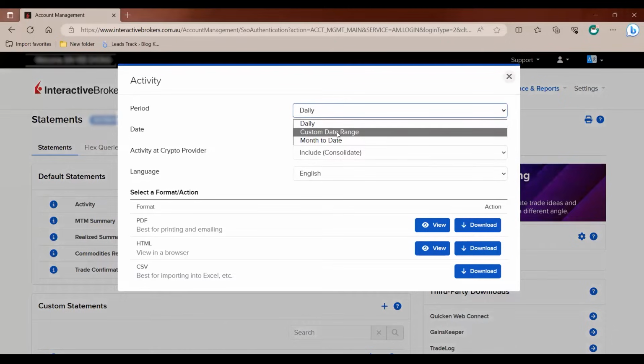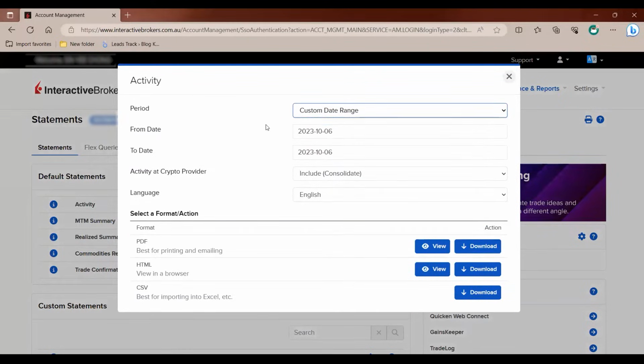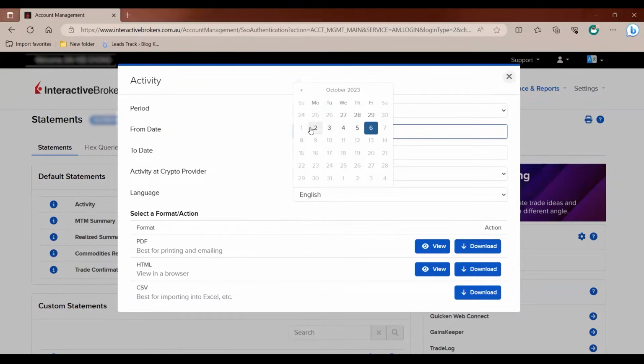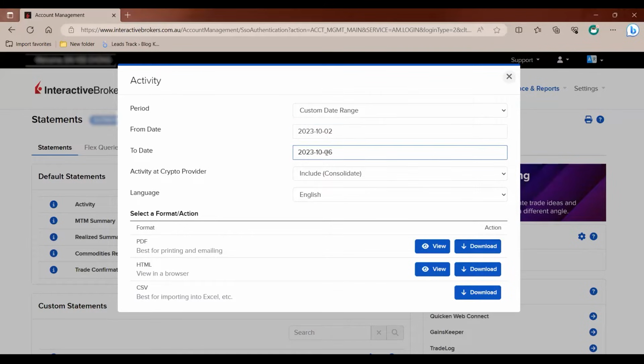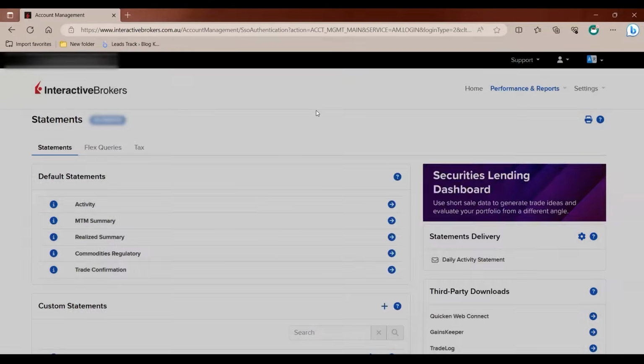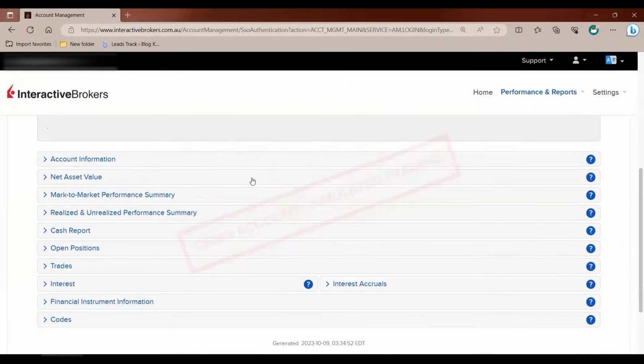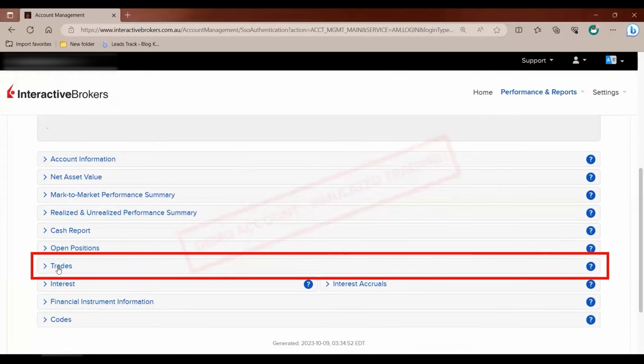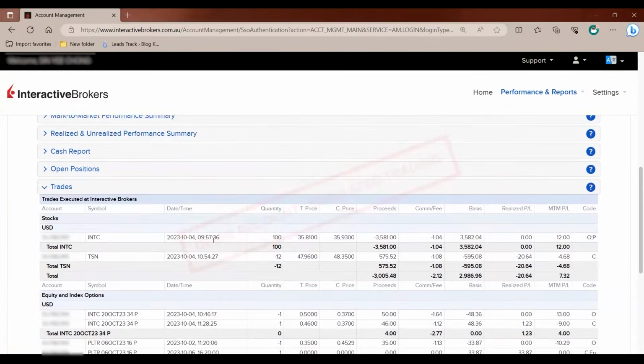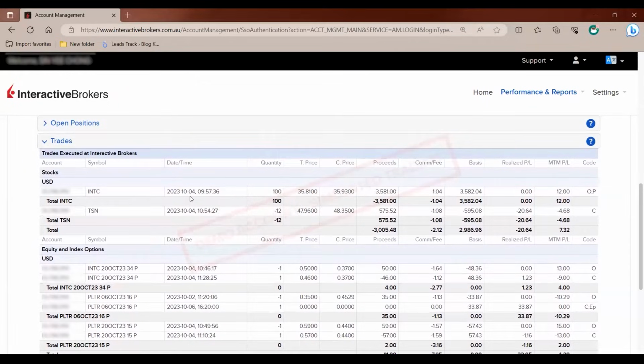For me, I'll choose a custom date range. So let's choose the past week, from 2nd to 6th, so within last week. And then you can choose either to view it in PDF or in the browser. For today, we'll show it in the browser. Okay, you can see that there's a lot of information, but the one that we are interested in is actually the trades. You can see that last week, I performed some buying and also some selling of stocks.